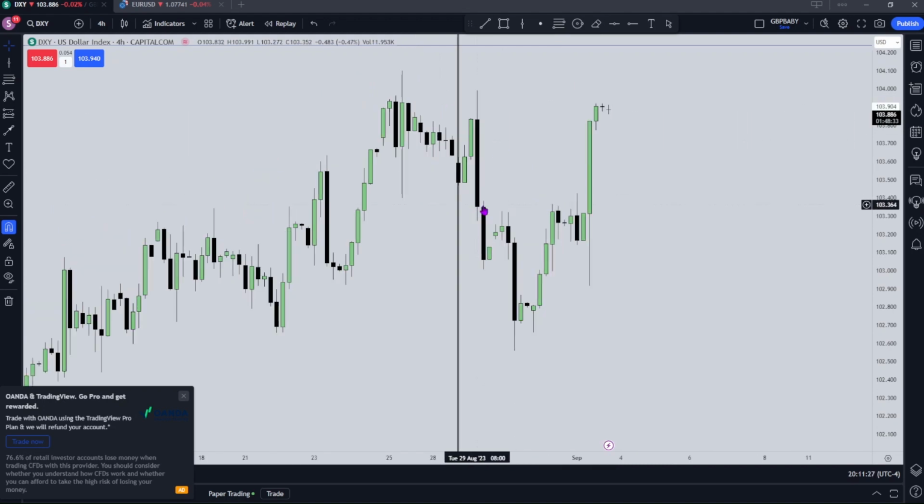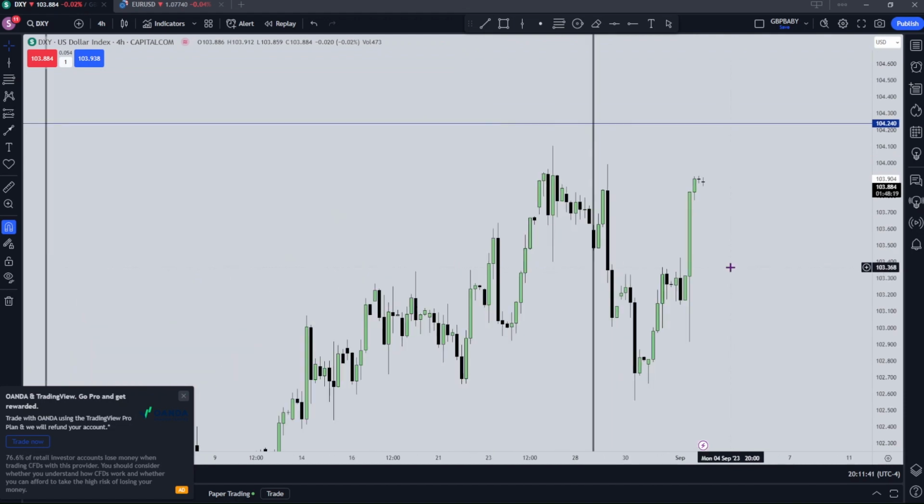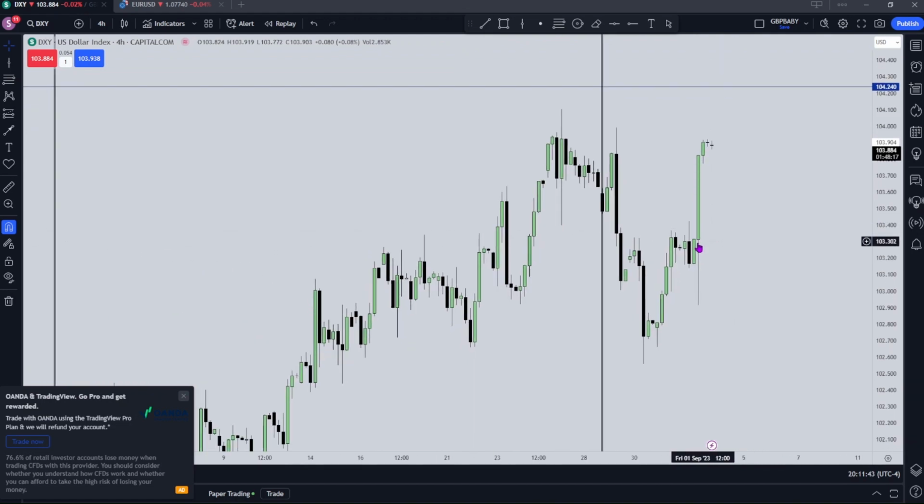So it was quite a crazy week, so to speak. You can see we had non-farm payroll. You can see what that did. We came down, took out that sell side liquidity, and then started to run aggressively up towards these highs. And yeah, not as anticipated, but it was nice to see.